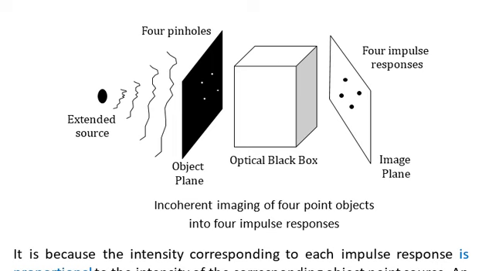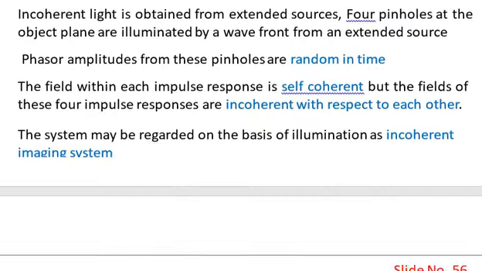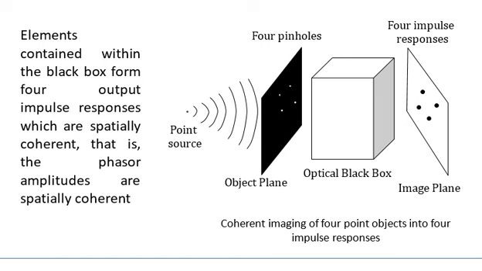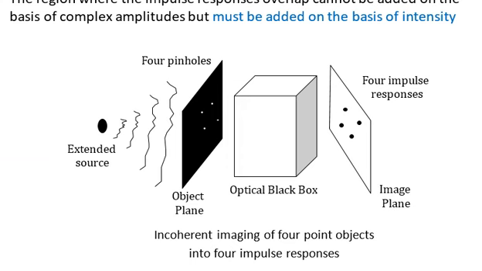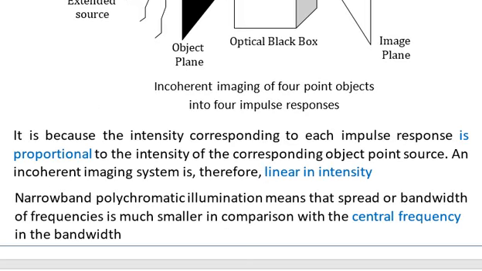Here the intensity of the image will vary according to the variation in intensity at the 4 pinholes. But in the previous case, where we discussed this figure, it was illuminated with a perfect spherical diverging wavefront, and the amplitude at the image points will vary with the amplitude variation at these 4 points. So that system is linear in amplitude, but this system is linear in intensity, because the output intensities will vary with the intensities of the input signals.